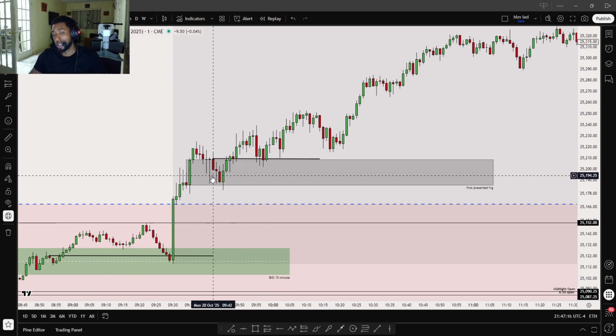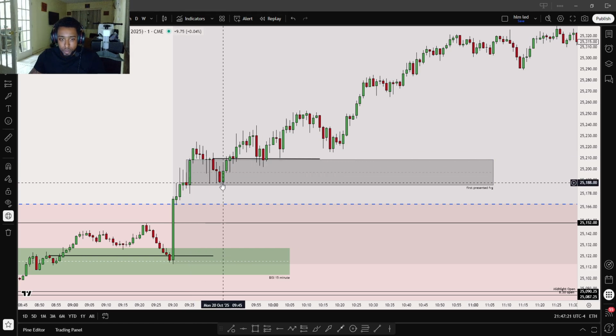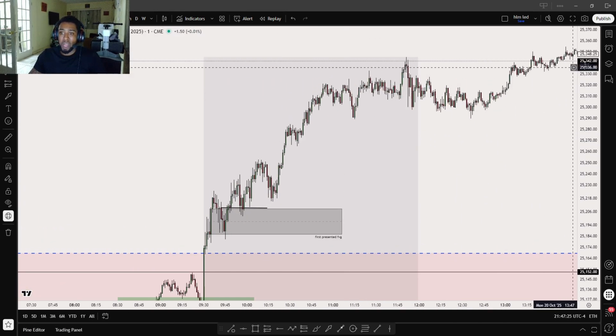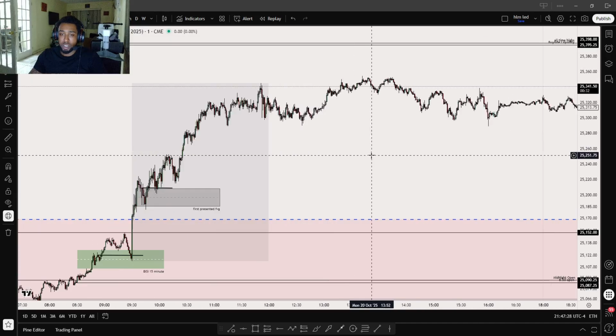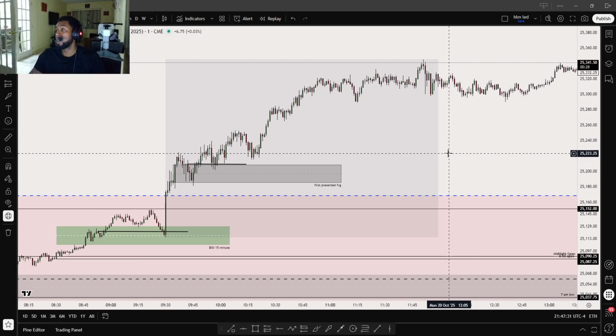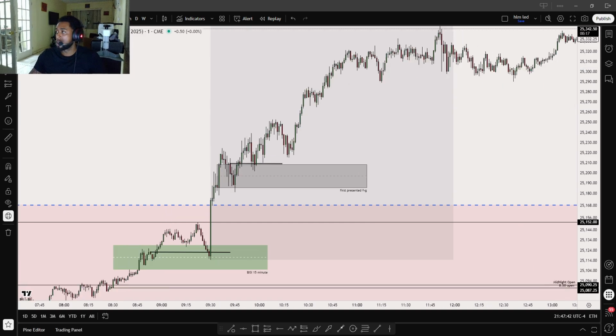which is a suspension block, has two volume imbalances on both sides. Respects it, rallies away, respects it again. So I just played it safe and just tape read price action and really didn't give me no real good entry, and it's a no news Monday, so it's a low probability day. So I just sat back and just charted everything.